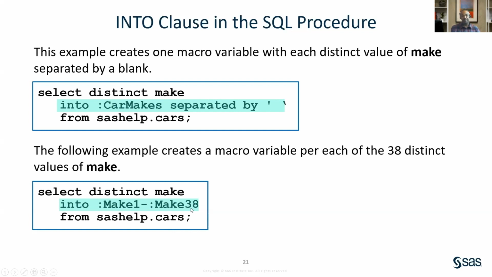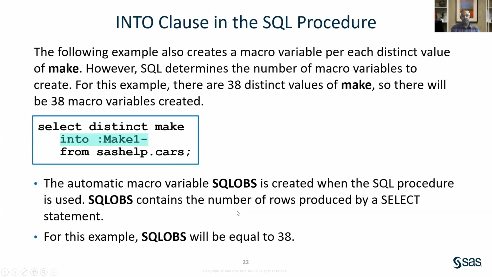Let's say you don't know how many you have. You can just put a hyphen. Very nice feature. It will count them for you. If you have 38, the last macro variable would be make38. If you have 50, the last one would be make50.